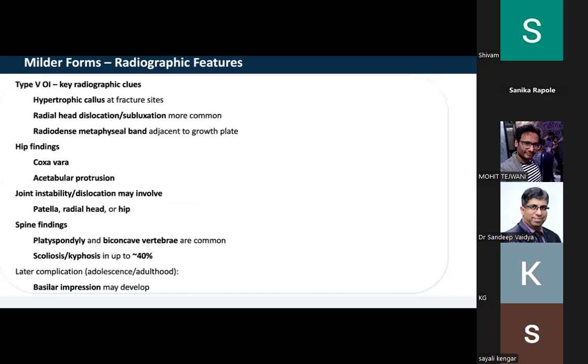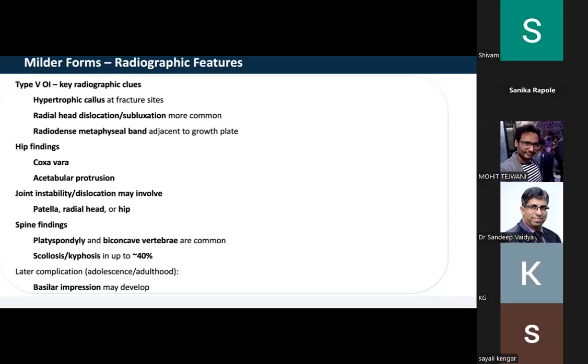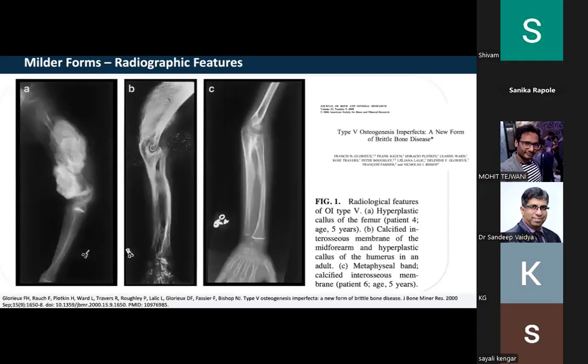Other types of OI, like type 5 OI, which I was speaking about, have very special radiographic clues, and we should not be missing them. They have hypertrophic callus at the fracture sites, and post-traumatic swelling can be very, very dramatic. There can be radiodense metaphyseal bands near the growth plate. They have more propensity towards radial head subluxations. Coxa vara could be there. Protrusio acetabuli could be there. There could be a patellar, radial head, or hip dislocation. Platyspondyly and biconcave vertebrae can also be present.